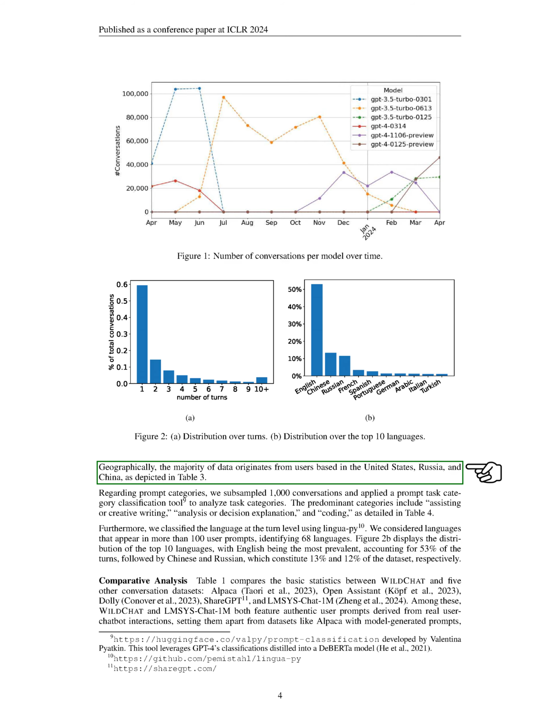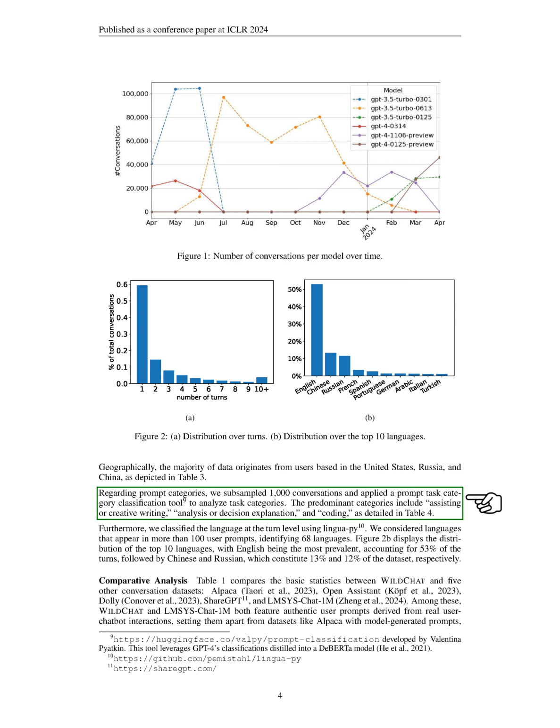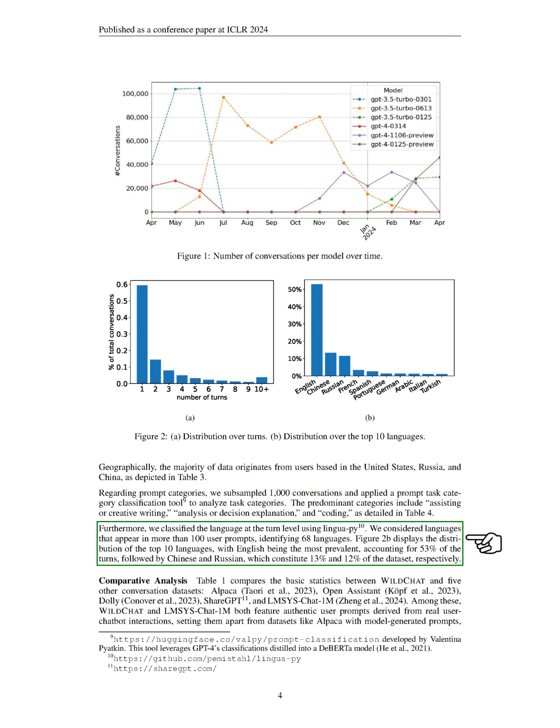Geographically, most of the data comes from users in the United States, Russia, and China. In terms of prompt categories, we analyzed 1,000 conversations and found that common categories include assisting or creative writing, analysis or decision explanation, and coding. We also identified 68 languages used in the dataset, with English being the most common, followed by Chinese and Russian.